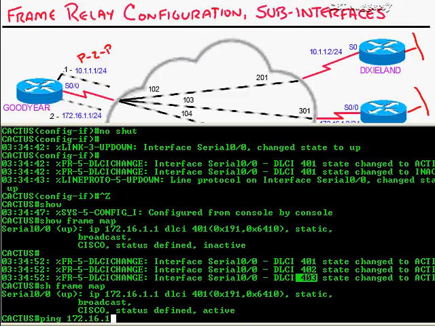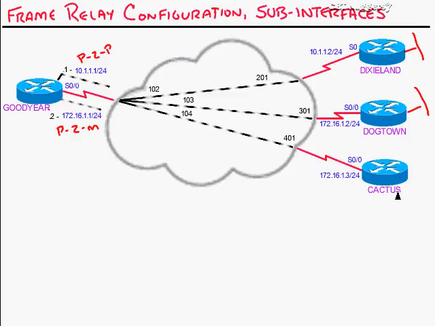Big problem already. We're sitting at Cactus. We can get to Goodyear. But here's the big question. Can Cactus get to Dogtown through Goodyear? You see that there's no direct permanent virtual circuits between Cactus and Dogtown because this is a hub and spoke topology. We save some money by only purchasing the PVCs we need. But can Cactus get to Dogtown through Goodyear right now? Let's try it.